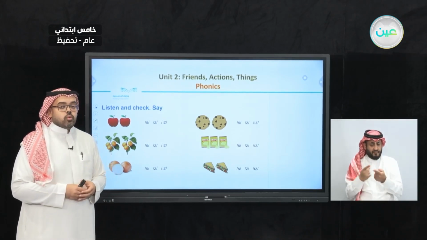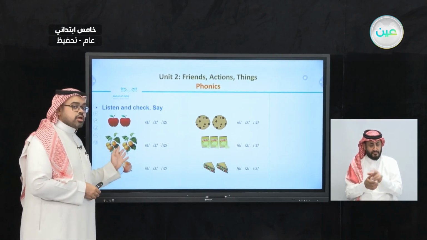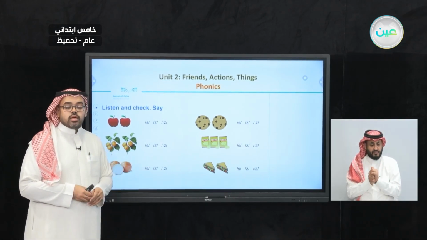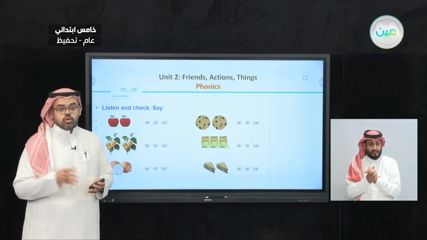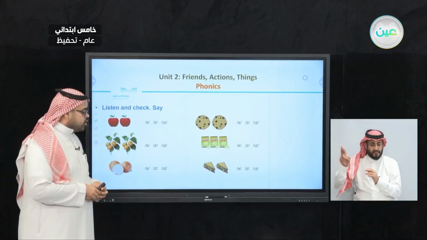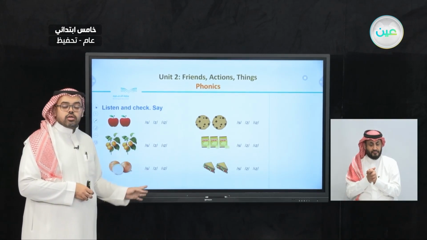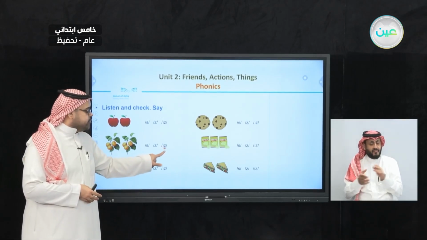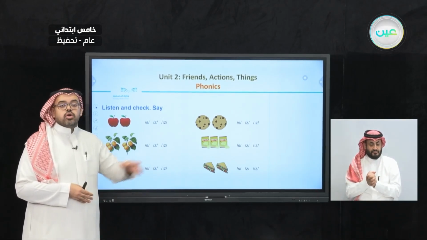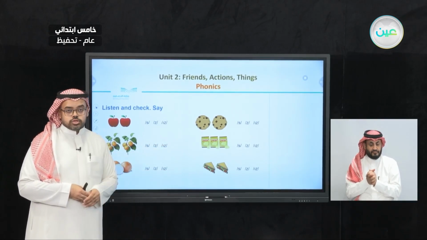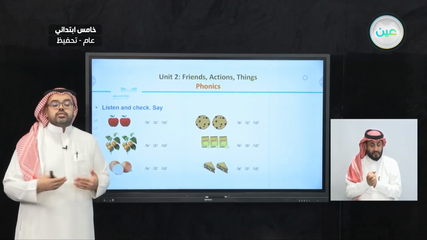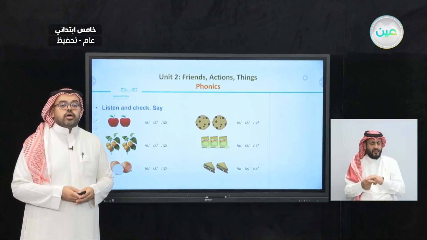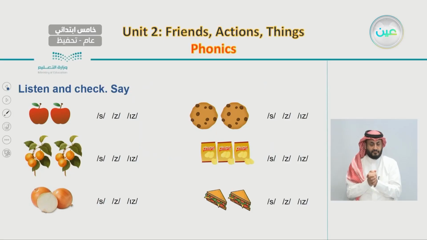Some we pronounce with s, like apricots and chips. And some of them end with z, like for example apples and onions. And some of them end with iz, like for example cookies and sandwiches. So it's very important that we practice them even more. So now, one more time, I'm going to say it and you repeat after me.